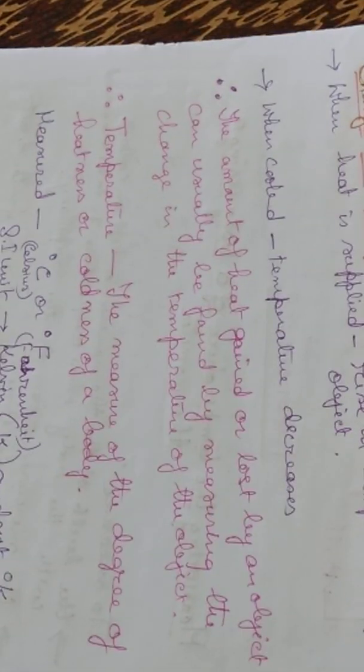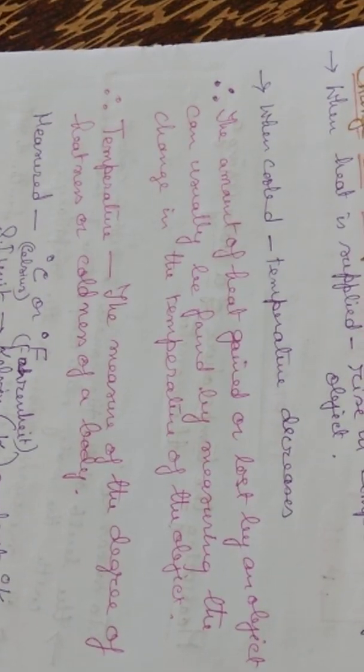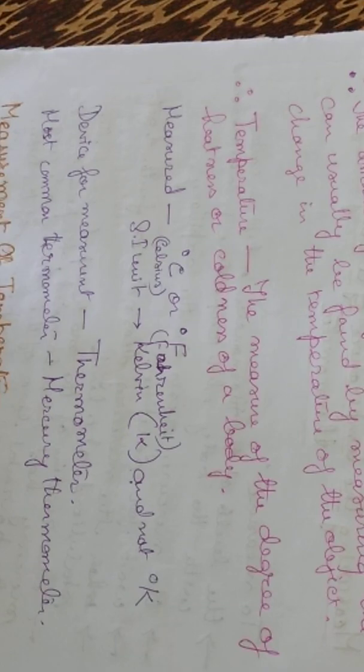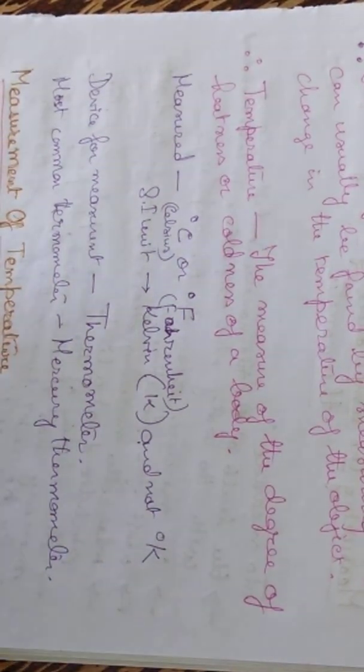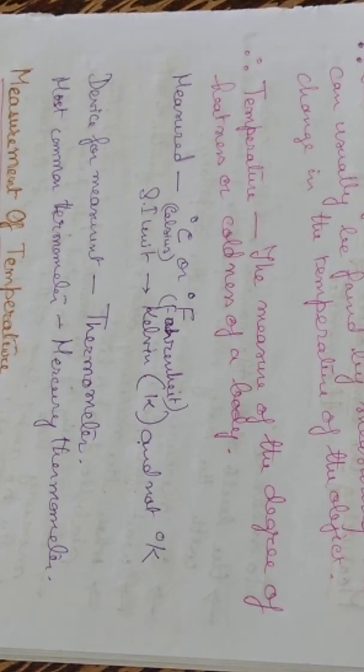Therefore, the amount of heat gained or lost by an object can usually be found by measuring the change in temperature of the object. So, how much heat has an object gained or lost? This can be measured by measuring the change in temperature of the object. So, what is temperature? Temperature means the measure of the degree of hotness or coldness of a body.